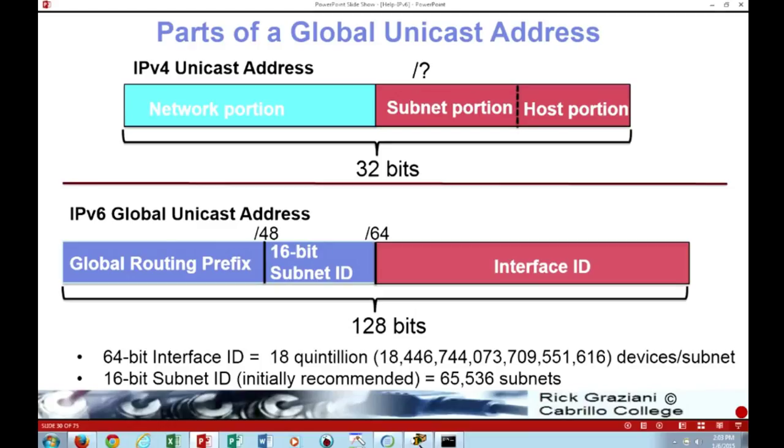Question: how does the device choose its number? Does it go by the lowest number and then move up? You mean how it gets this part? Automatic, yes. I'm going to talk about that. I'll talk about that.